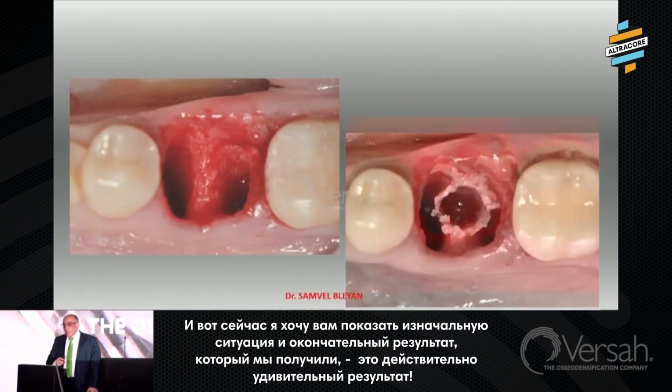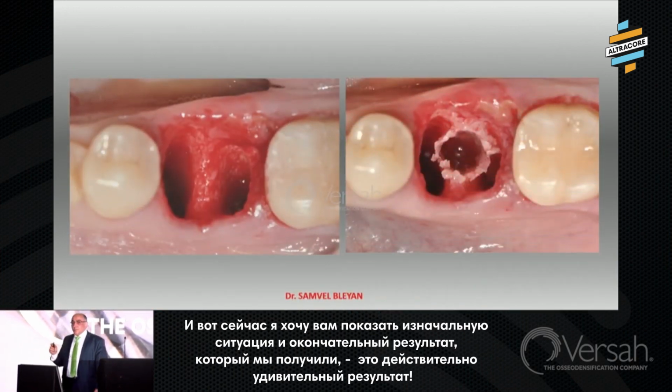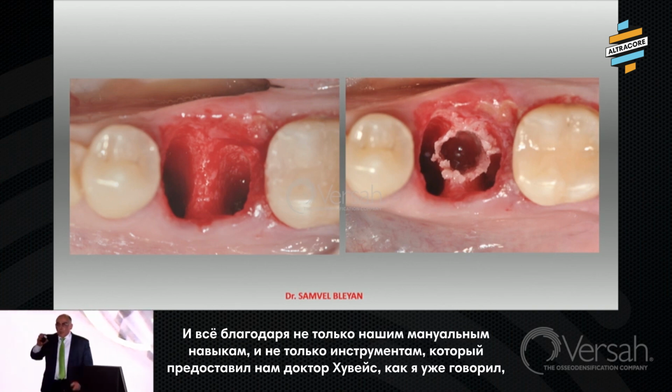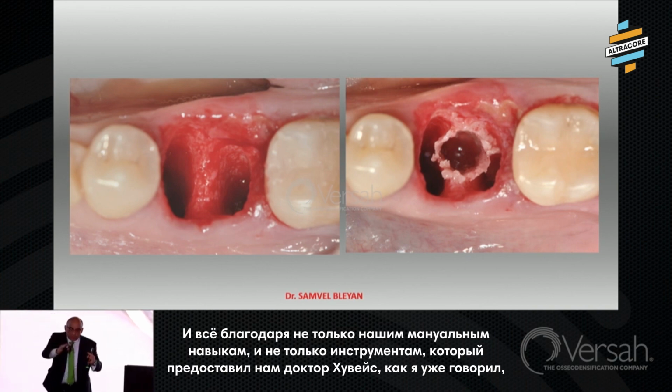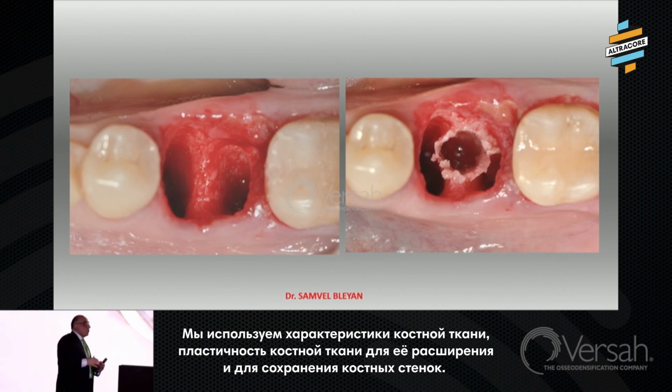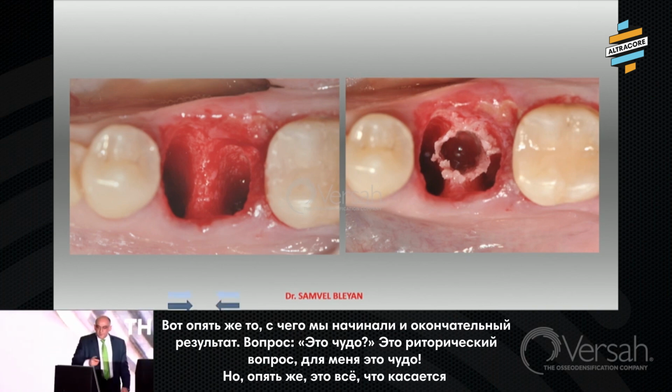And then I want to show the initial situation and final result. This is amazing, and all due not only to our hands and the tool which Salah gave to us. As he told many times, it's because of the nature. It's because of the collagen which we have in trabecular bone. We just use the characteristic of the bone. We just use the plasticity of the bone to enlarge it and to keep the walls there.